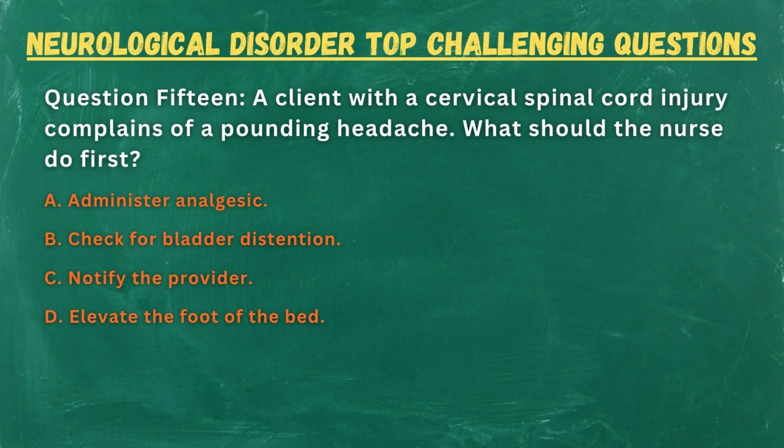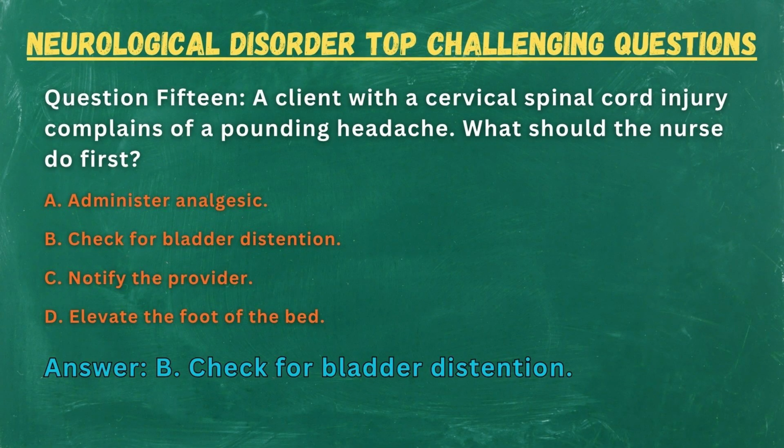Question 15. A client with a cervical spinal cord injury complains of a pounding headache. What should the nurse do first? A. Administer analgesic. B. Check for bladder distension. C. Notify the provider. D. Elevate the foot of the bed. Answer: B. Check for bladder distension.